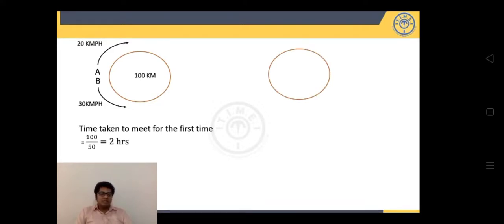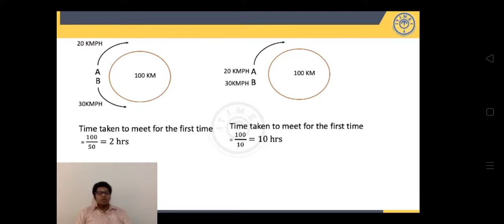What if they travel in the same direction? Same concept, same logic. You have A and B, two people. A's speed is 20 kilometers per hour, B's speed is 30 kilometers per hour. Both of them are traveling in the same direction. The time taken to meet for the first time will be 100 divided by 10, which is 10 hours, because when A has traveled 20, B would have traveled 30. So B is actually ahead.